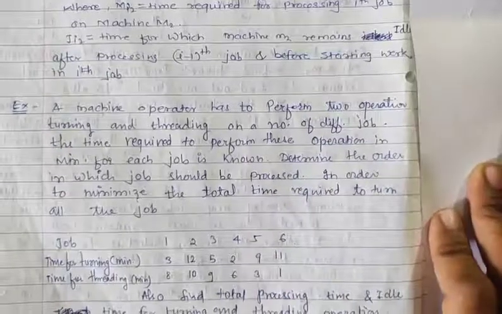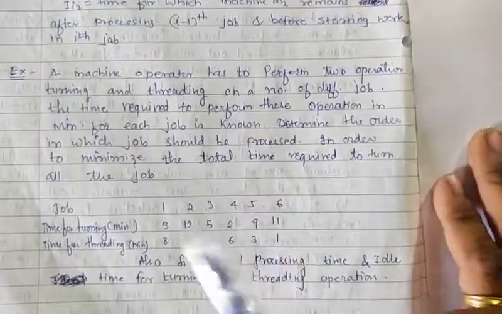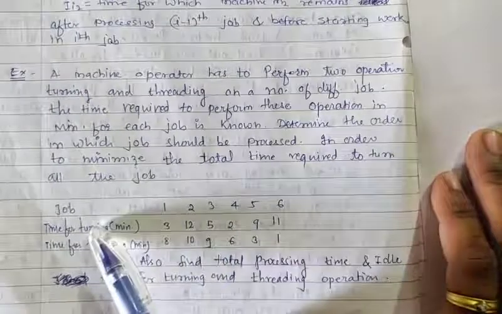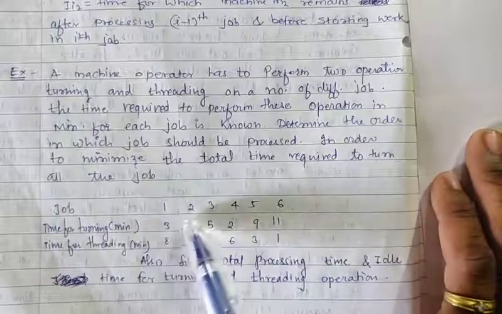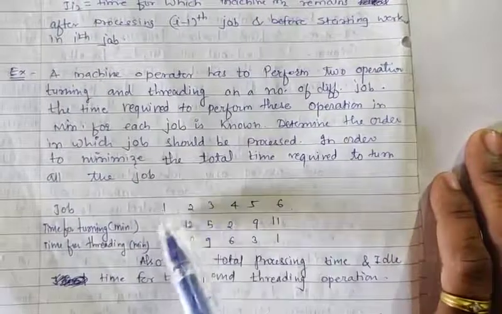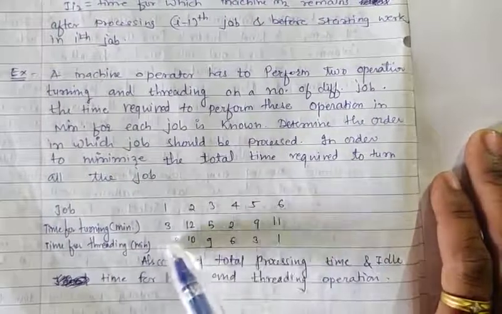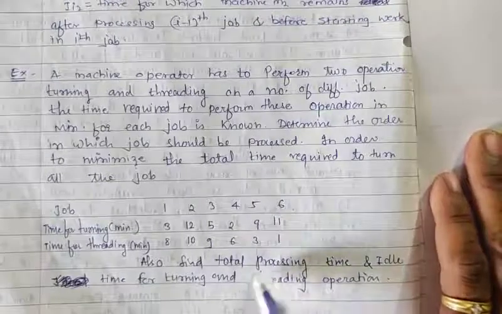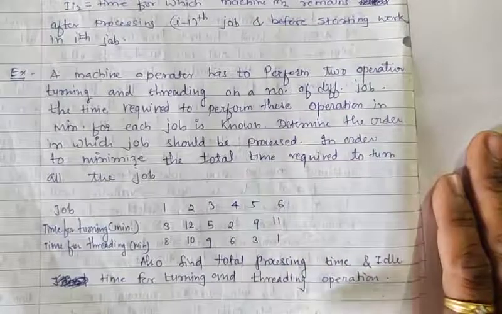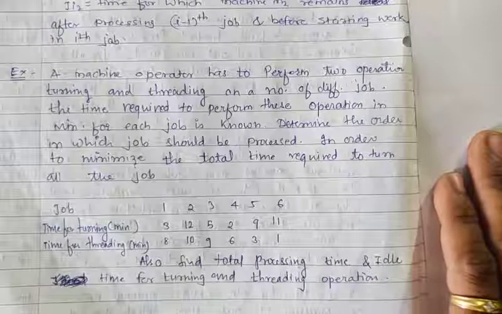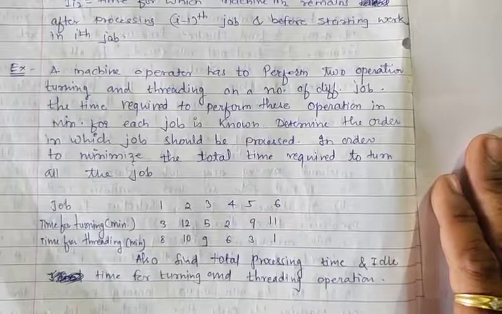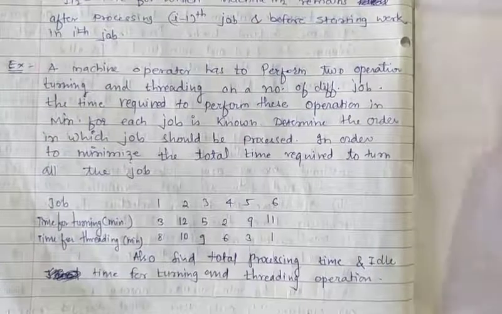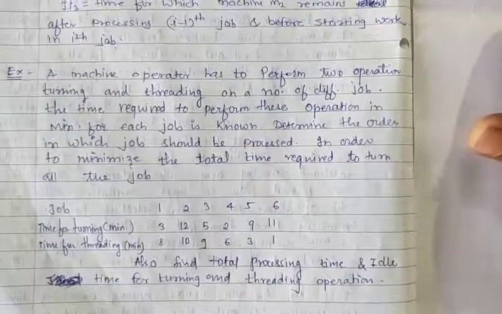There are 6 jobs. For machine M1, which is turning, we have given the turning time, and this is the threading time for machine M2. Find out the total processing time and idle time for turning and threading operations. We'll solve this example. First we will make the optimal sequence.